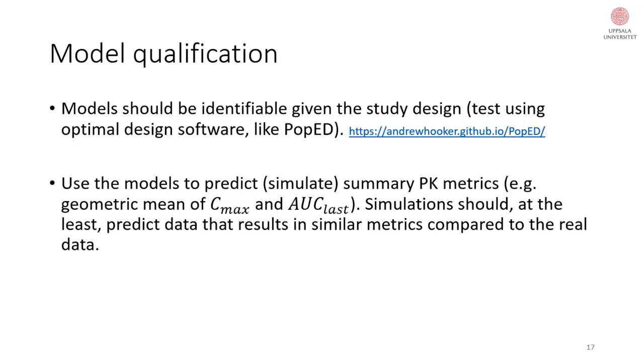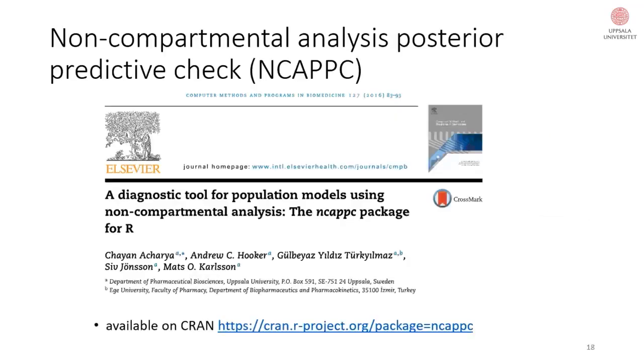The second qualification procedure that we use in our model-based approach is that we do posterior predictive checks of any model that's fit to the study data to make sure that that model, when simulating that same study data, can reproduce the Cmax, AUCs, the summary PK metrics to some precision. And I'll just show you an example.